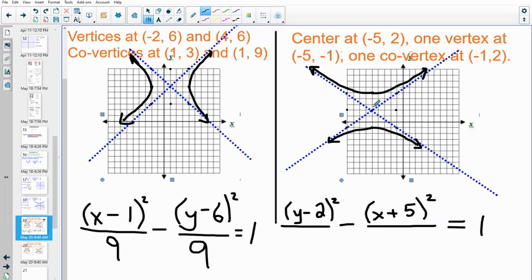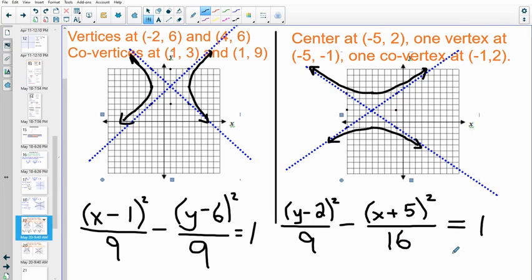And then I look at the distances from the center. The vertex is 3 units away from the center. 3 squared is 9. And then finally, we'll have one that is not 9. The horizontal distance is 1, 2, 3, 4 units away, and so 4 squared is 16. That will be the denominator of that term.